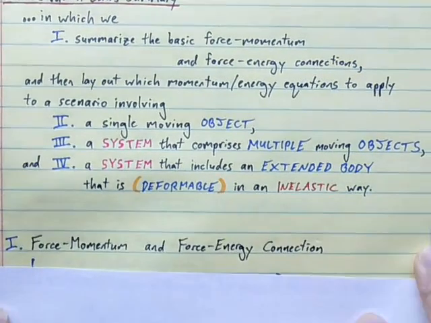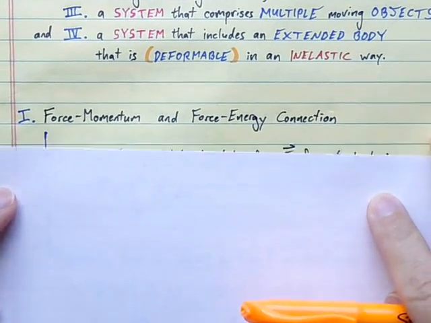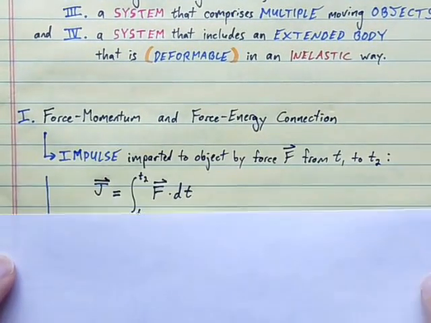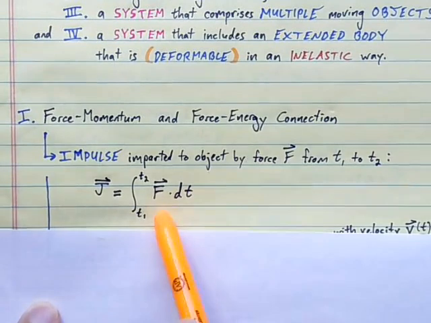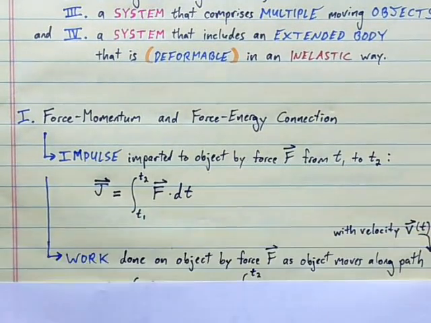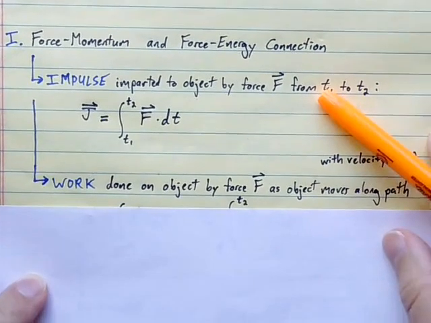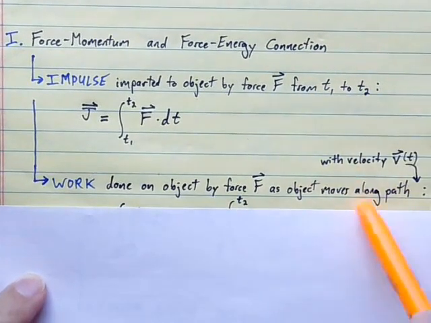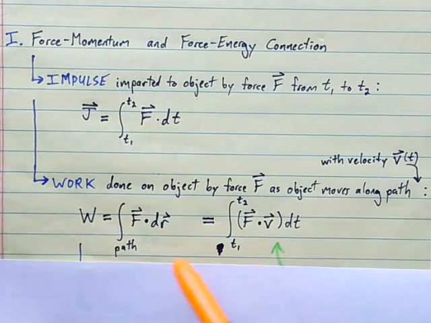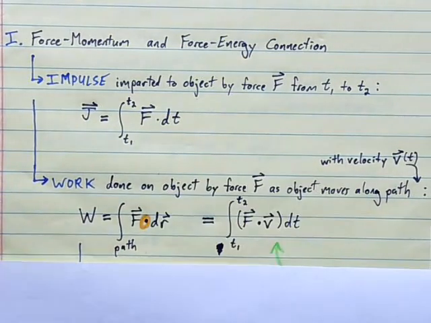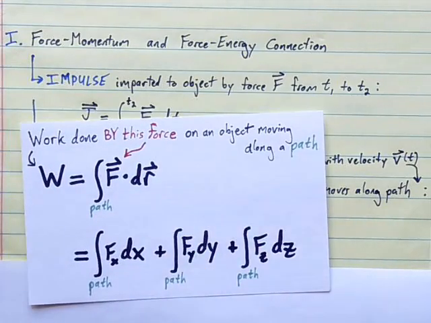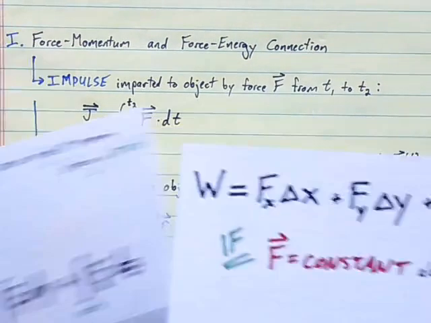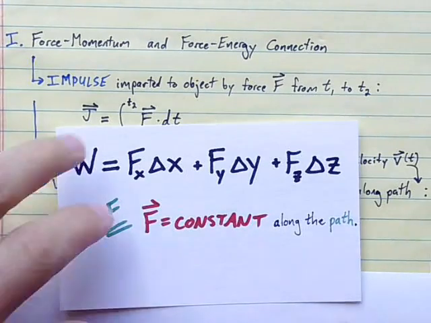Okay, 1, force-momentum and force-energy connections. Impulse imparted to an object by a force from time 1 to time 2 is given by this integral, the cumulative effect of a force acting over time. Compare that to the work done on an object by a force as an object moves along a path with velocity v. So the work done by that force is the integral over that path with a dot product right there. Recall how to handle your dot product: break up that integral into the sum of 3 separate integrals, 1 for each direction, or it just simplifies to this if that force happens to be constant along the path.